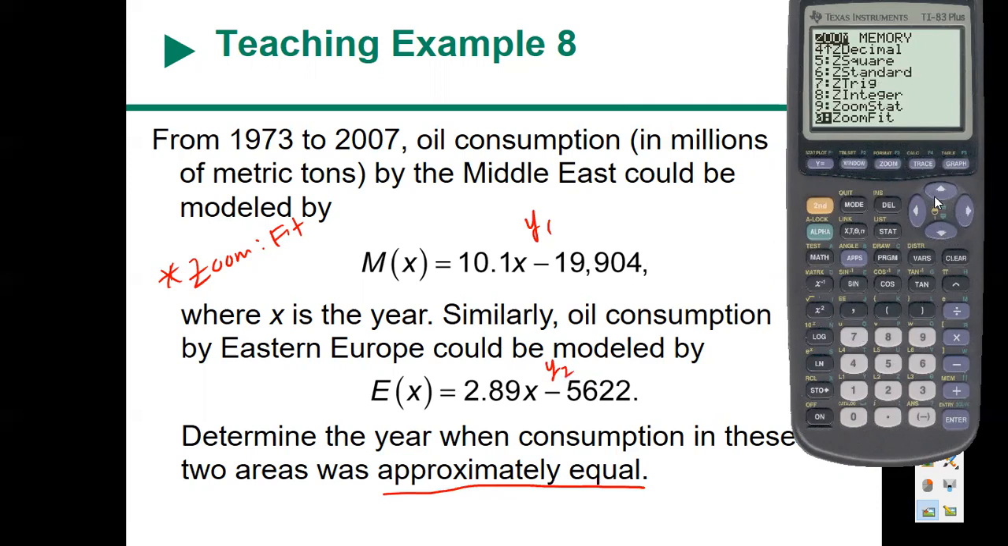All right, for me, if I go up, I go straight to zoom fit. I don't know about on your calculator, but on mine, boom, you see zoom fit? I just go up on mine. No. How do we get that? Zoom. That makes sense.